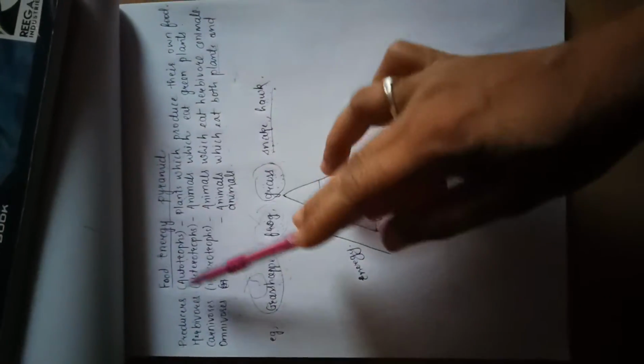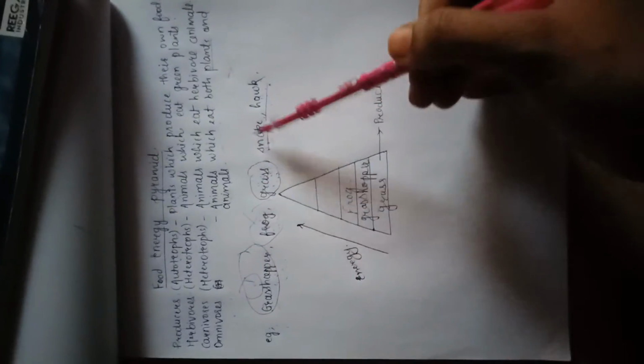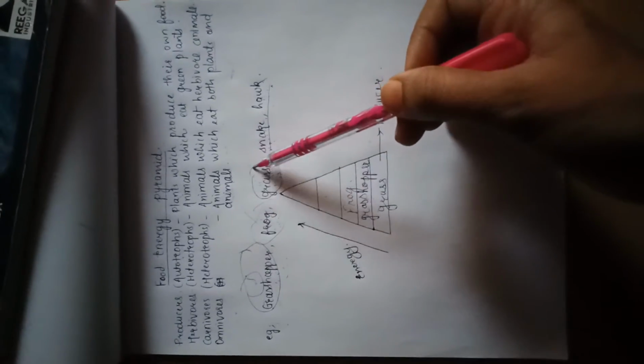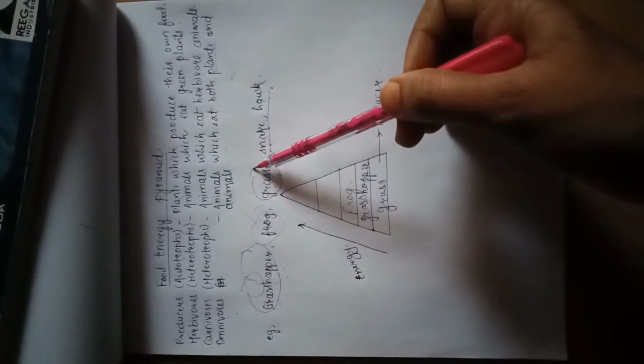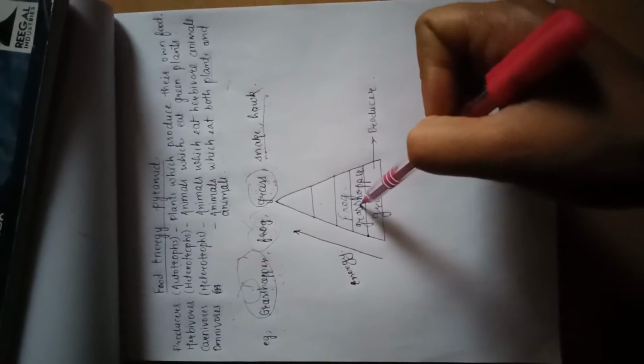So you need to write the name of the grass at the bottom of the pyramid. Then you need to check the herbivore animal which is dependent on the grass. So grasshopper, frog, snake and hawk. Out of these, the grasshopper is the animal which eats grass for its food need, for the energy purpose. So you are going to write the name of the grasshopper on the second level.